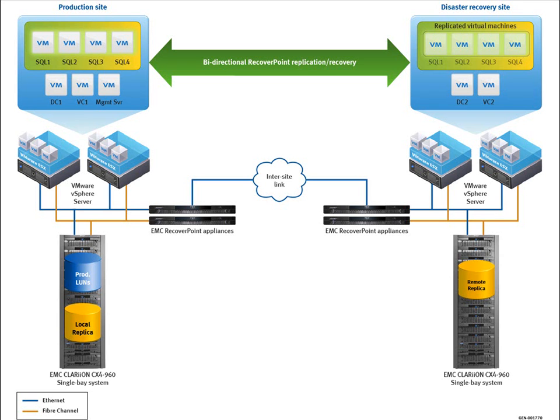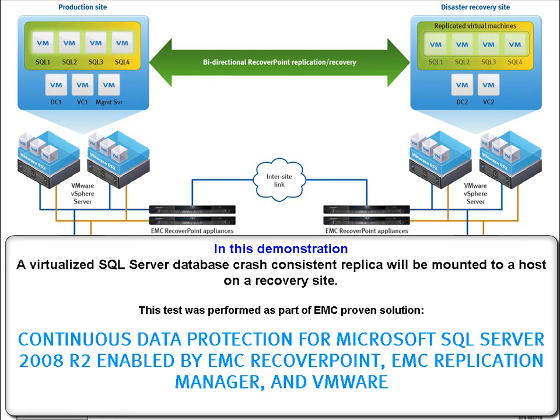Before we go into the demo, I'd like to go through what we have in our environment. In the production site, on the left, we have a set of SQL Server VMs and an ESX cluster connected to a Clarion CX4960 array. And on the right, we have their replicas, using RecoverPoint to replicate the data to the recovery site, which also has a Clarion CX4960 array.